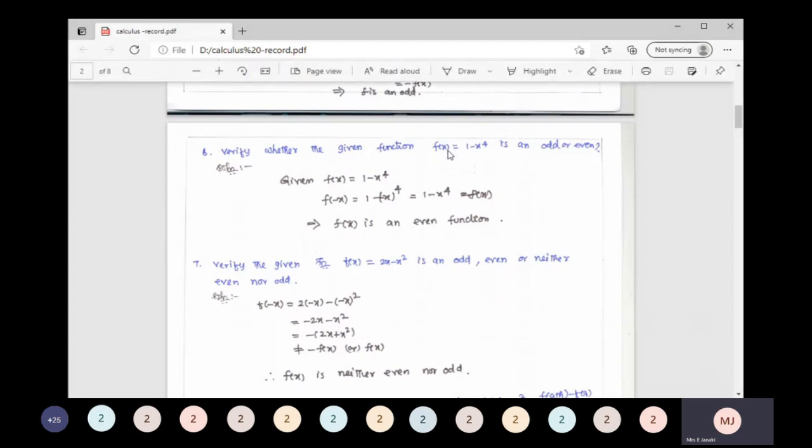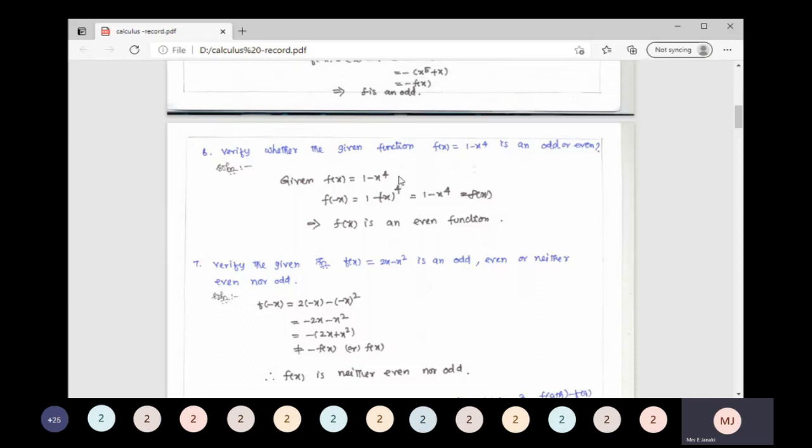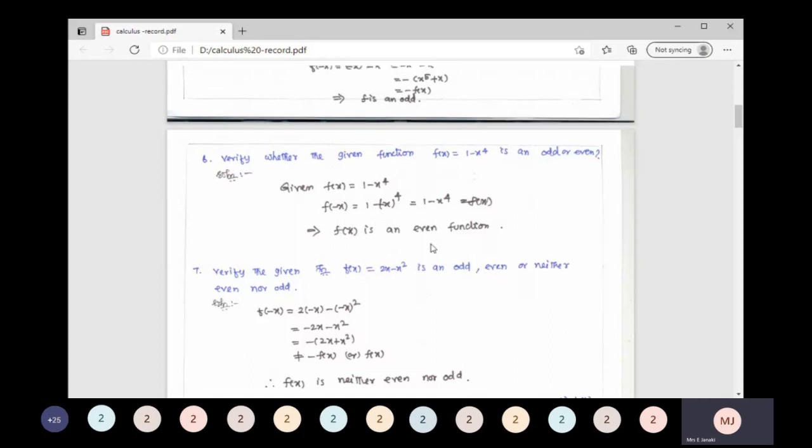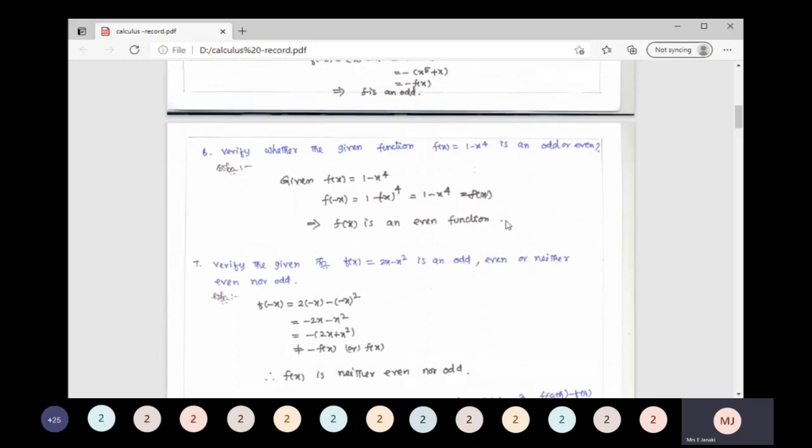Now you replace x by minus x here. f of minus x is equal to 1 minus (minus x) to the power of 4, so 1 minus x to the power of 4. So we are getting the same function f of x. So f of minus x is equal to f of x. Therefore, the function is an even function.